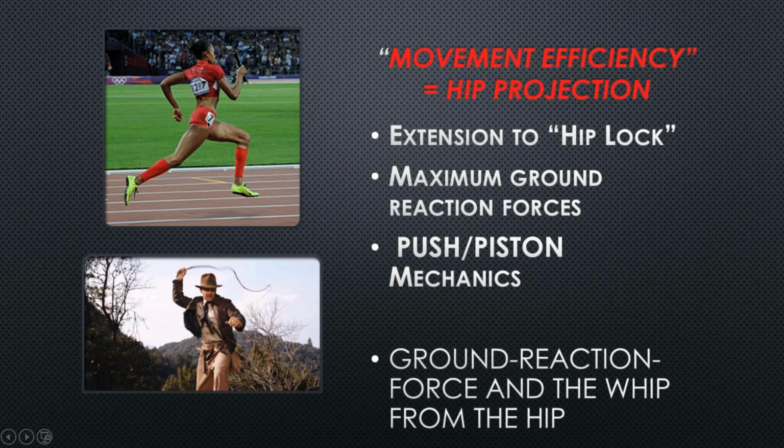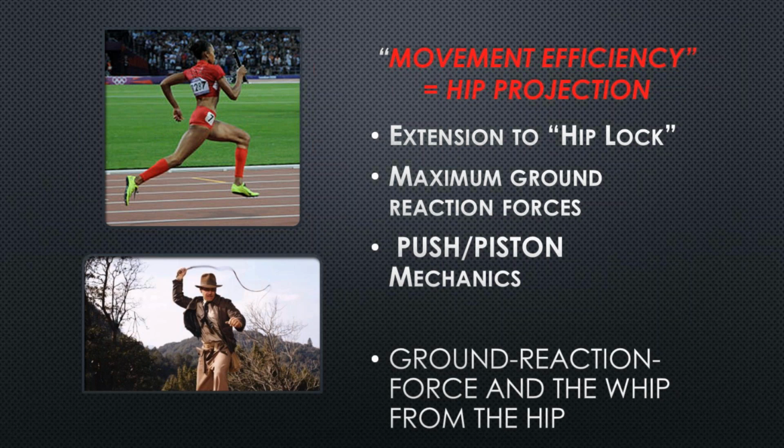Her hip is basically locked out. That is full hip extension. She already toed off. She's projecting her hips out, and she obviously, hopefully, maximized her ground forces. And it's more of a pushing and piston type action. It just really depends on the direction that you're running and what phase that you're running in.